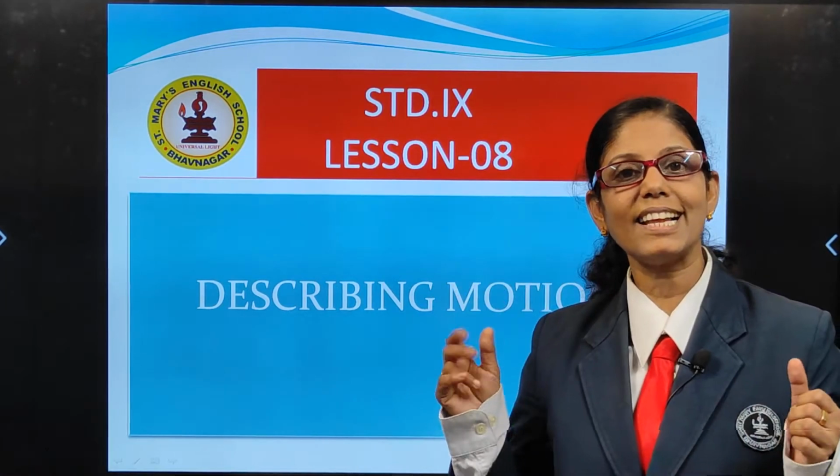So, today we have seen 4 terms, that is distance, displacement, uniform motion and non-uniform motion. I hope you understood it. The remaining part we will continue in the next class.